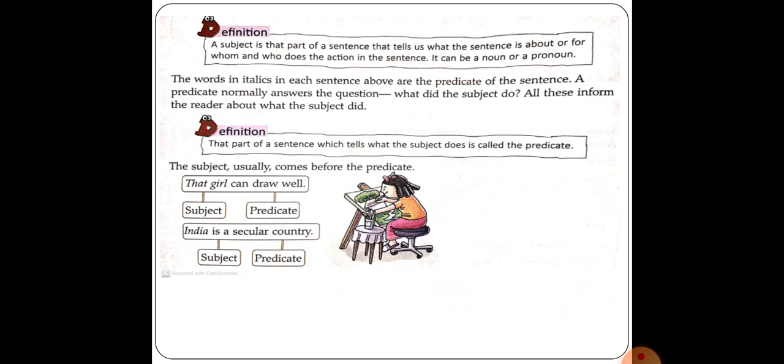You can have some examples. That girl can draw well. Now, that girl is the subject part because we are talking about that girl, and what she can do, can draw well, means the action she can do. So this is the predicate part. Again, India is a secular country. We are talking about India, so India is the subject here. And is a secular country is the predicate part. I hope you have understood.